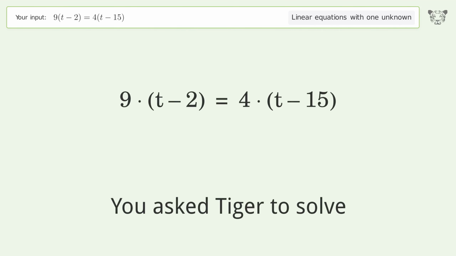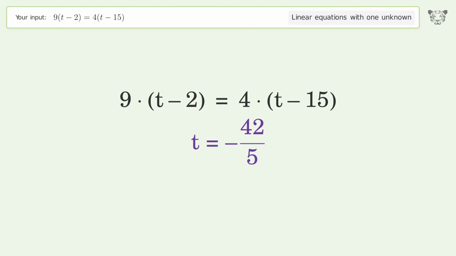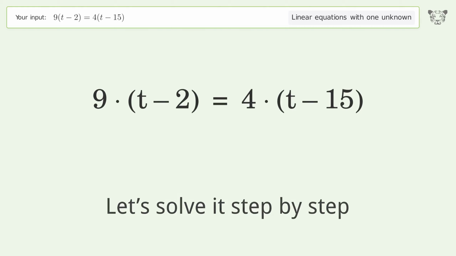You ask Tiger to solve this. This deals with linear equations with one unknown. The final result is t equals -42/5. Let's solve it step by step.